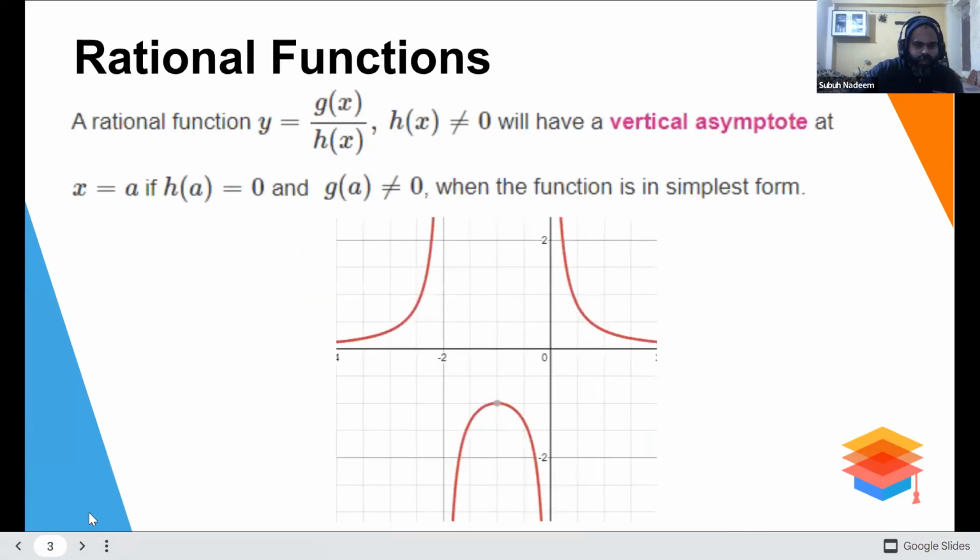So it says a rational function y is equal to g(x) by h(x), where h(x) is not equal to 0. We will have a vertical asymptote at x is equal to a if h(a) is equal to 0 and g(a) is not equal to 0 when the function is in simplest form. Fine. So we have seen this earlier also, though we have not used these words.